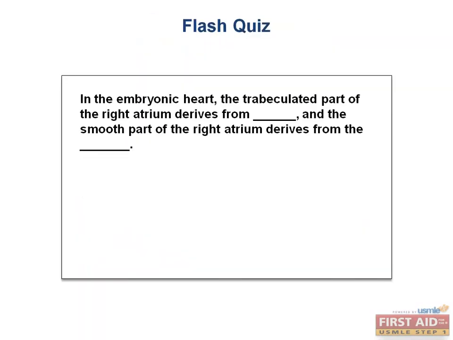Alright, it's time for us to do our first flash quiz. In the embryonic heart, the trabeculated part of the right atrium derives from what? So trabeculation is in the right atrium, and the smooth part of the right atrium derives from what? Well, the trabeculated part of the right atrium comes from the primitive atria, and the smooth part of the right atrium comes from a horn.